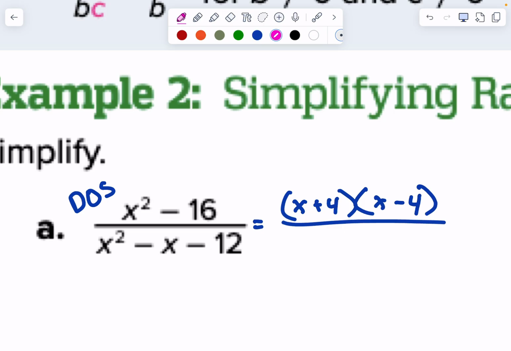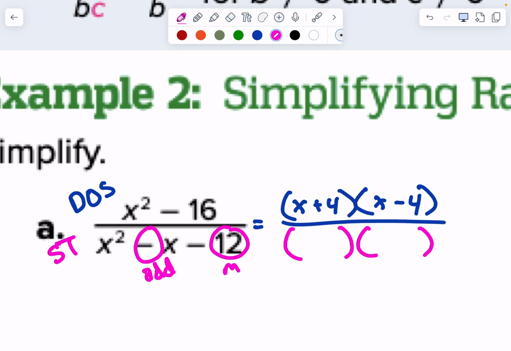What about the bottom? You can't do difference of squares. It's a simple trinomial. What can we multiply to get 12, but when I add them, give me negative 1? Negative 4 and positive 3. I'm going to do x minus 4 and x plus 3 here. It doesn't matter what order you go in, but then I have them top and bottom.